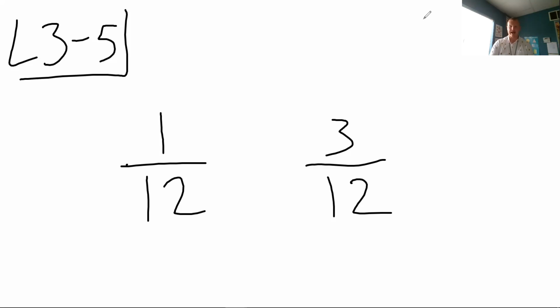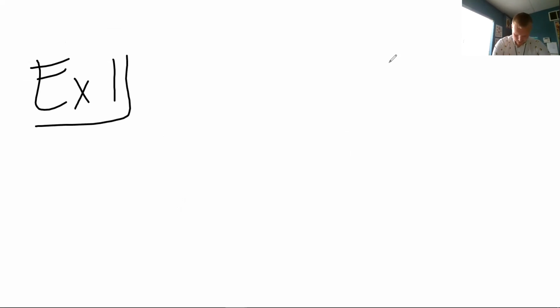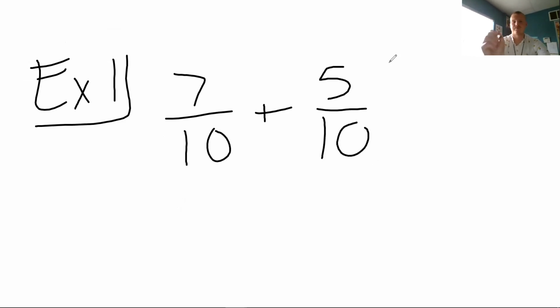Okay, so let's try adding fractions that do have the same denominator. So example one, I have 7/10 plus, I'm gonna do 5/10, change it up a little bit. 7/10 plus 5/10. Ms. Madeline, how would I do this one? First, I can't change the bottom number. I'm stuck with it, whether I like it or not.